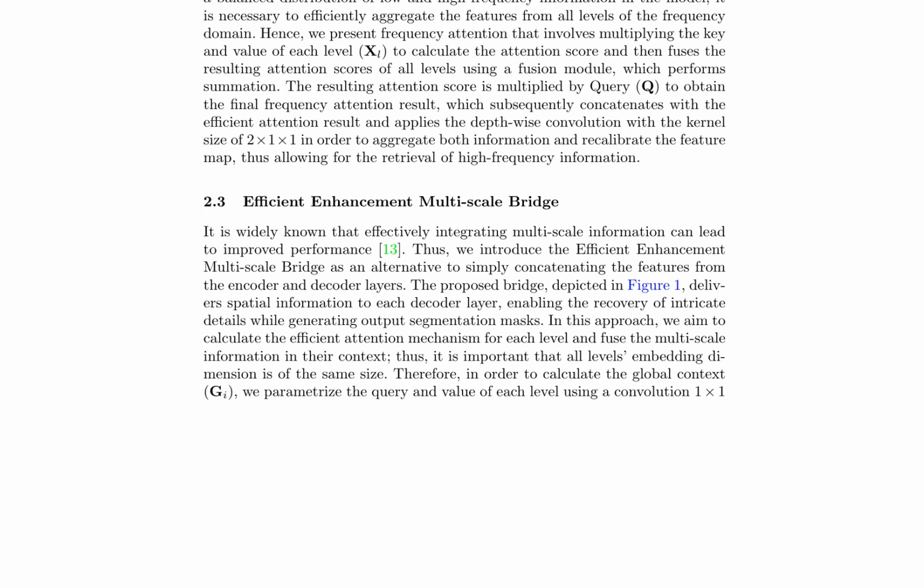Furthermore, the efficient enhancement multiscale bridge is proposed as an alternative to simply concatenating features from encoder and decoder layers. This bridge delivers spatial information to each decoder layer, enabling the recovery of intricate details while generating output segmentation masks. The approach involves calculating the efficient attention mechanism for each level and fusing multiscale information in their context. To achieve this, the query and value of each level are parametrized using a convolution, ensuring that all levels' embedding dimension is the same size.